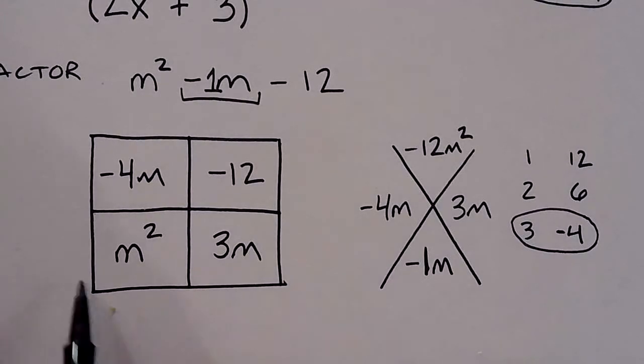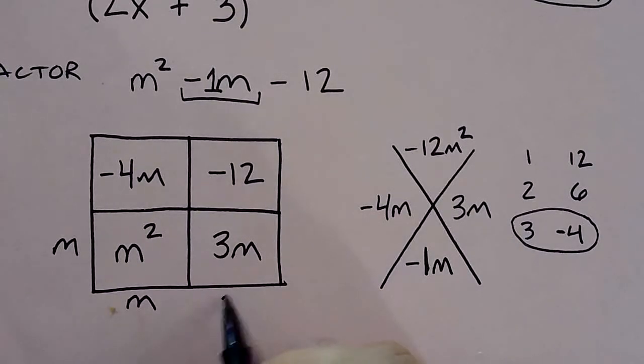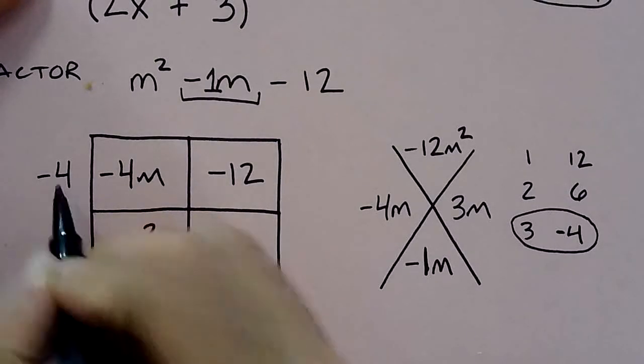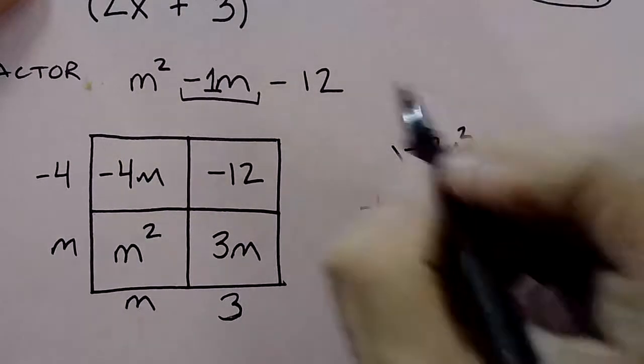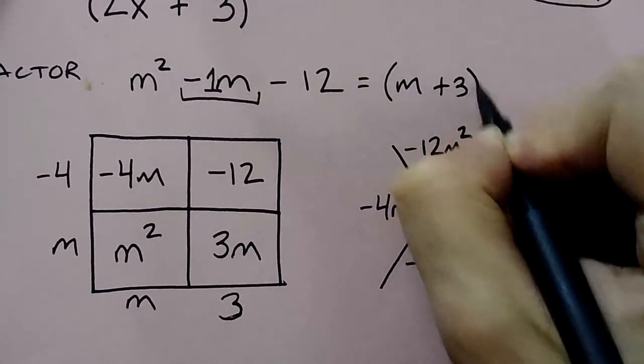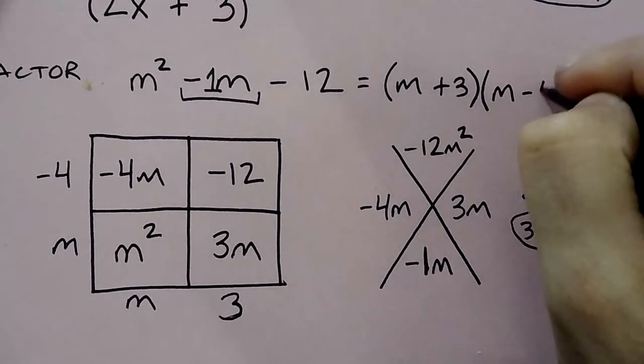All right, I'm going to factor this row. I'm going to start with m squared. My only option here is m and m. So now I build off of that. M times what makes 3m? Oh, that got away from me, 3. And m times what makes negative 4m, giving me my factored form of m plus 3 and m minus 4.